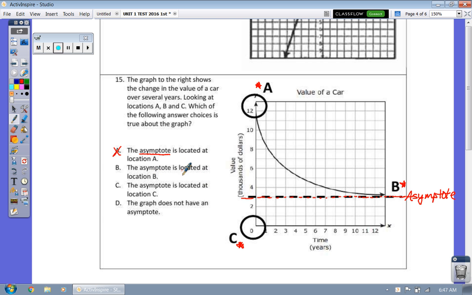The asymptote is located at location B, yes. The asymptote is located at location C, no. That is the origin. And the graph does not have an asymptote. It does. You can see it right here at location B.